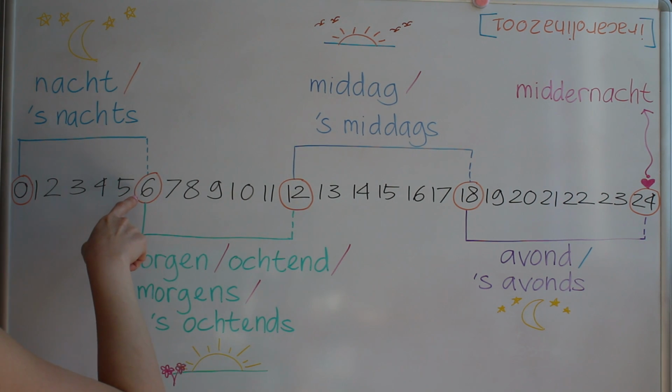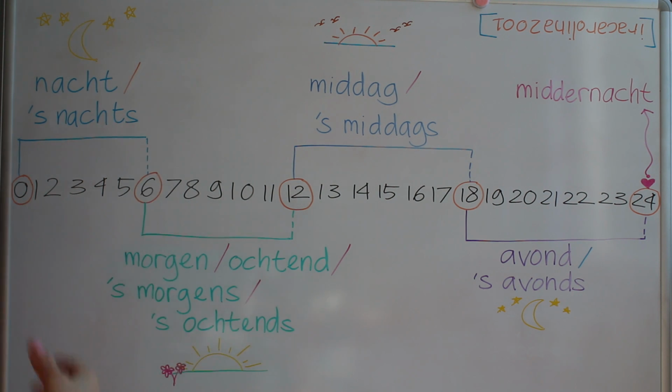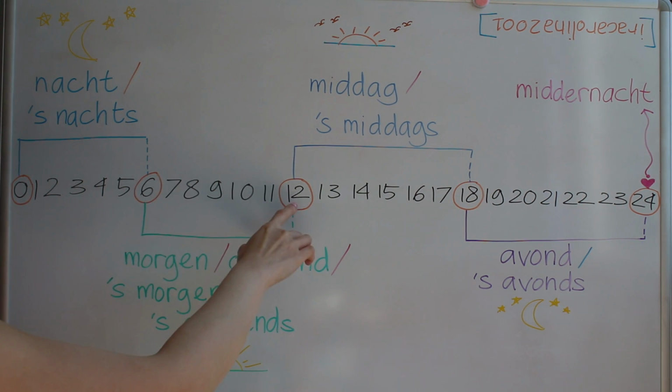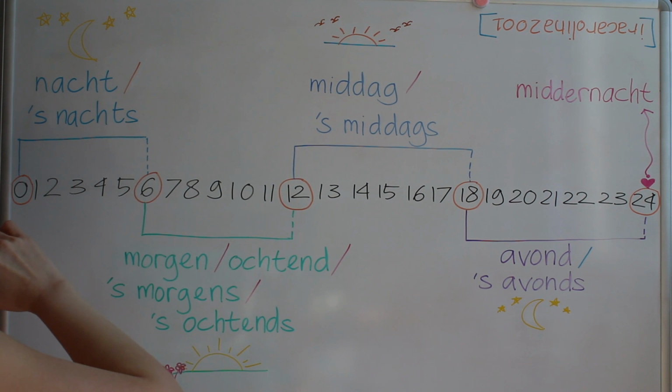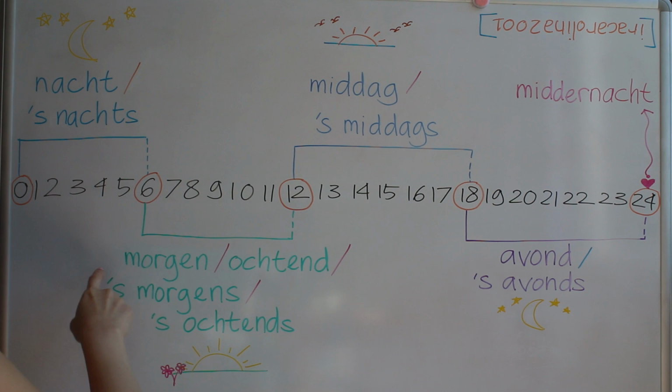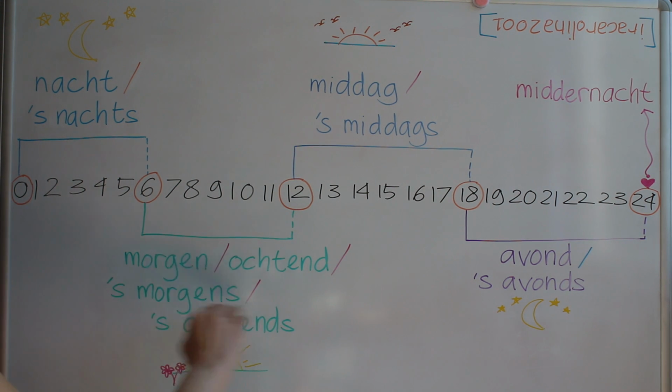From 6, or in English 6 a.m., to almost 12, you say it as morning, morgen, or ochtend. If you want to say in the morning, same with this one, you put apostrophe S, space, and then you put the S at the end of the word. This one is also the same. 's morgens, in the morning. 's ochtends, in the morning.